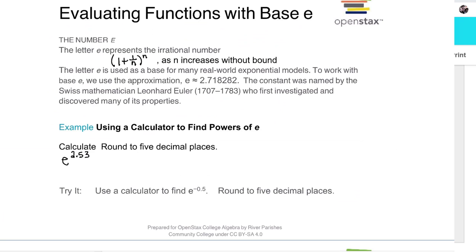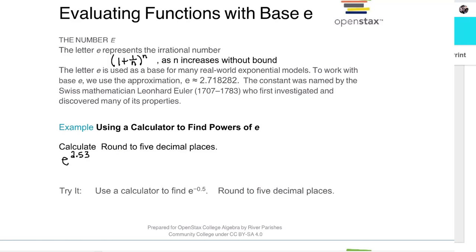Okay, so now we're going to talk about functions with base e. Base e represents the number 1 plus 1 over n, all of that carried to the n power as n increases without bound. It's approximated by 2.718282. You do not have to memorize this. The calculator has this stored in it, whether you're using the TI-84 or Desmos.